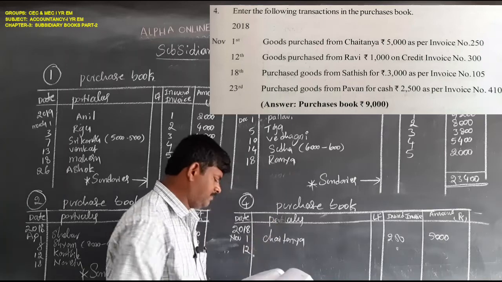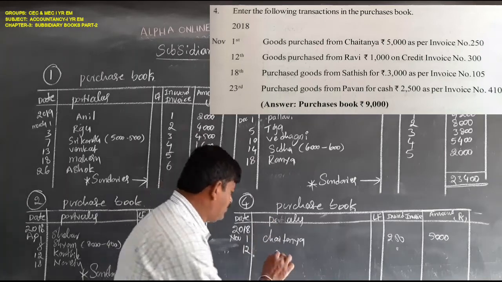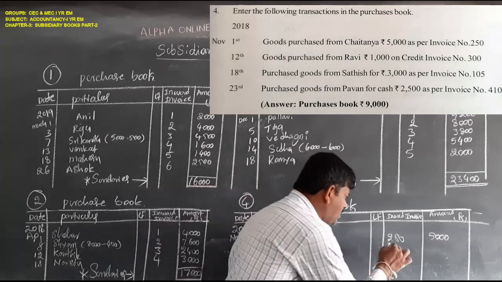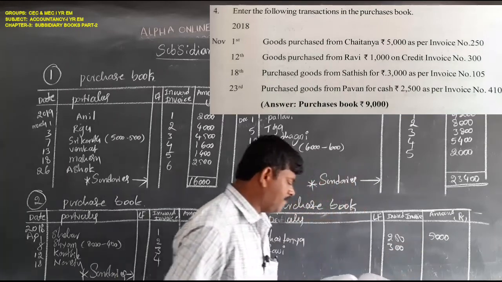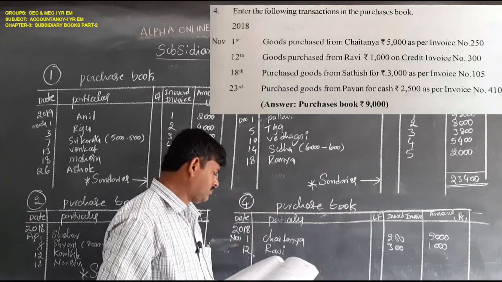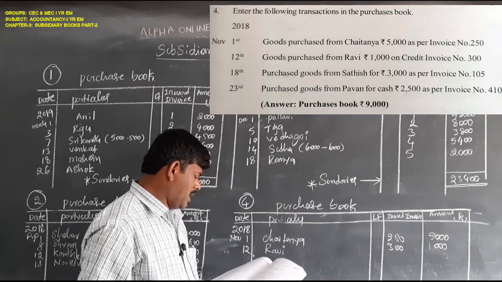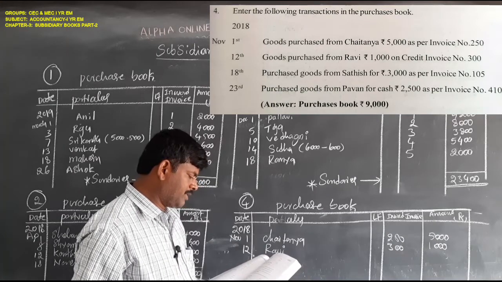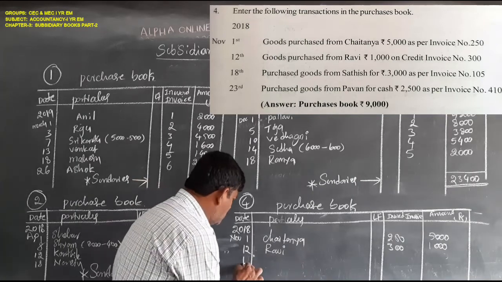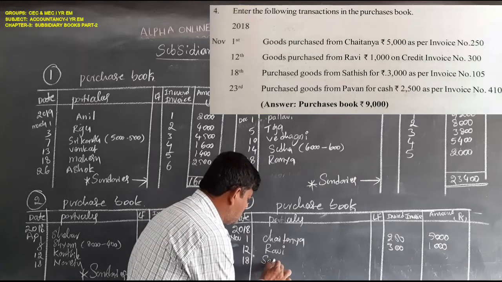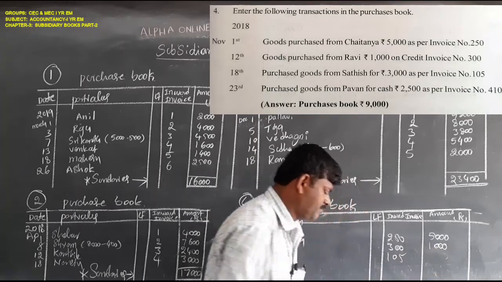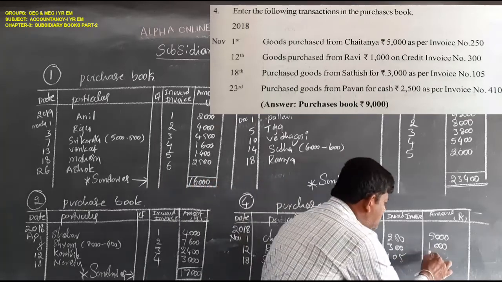November 12, purchase from Ravi. Supplier name is Ravi, invoice number is 300, as given in the problem. Amount is 1000 rupees. Next, 18th, purchase from Satish and 3000 rupees as per invoice 105. So date number 18, Satish, invoice number 105, you have to write 105 only. Amount is 3000 rupees.